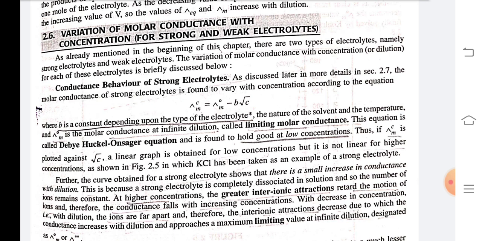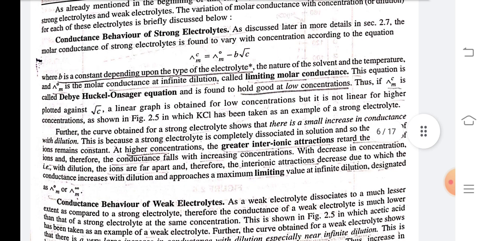As discussed later in more detail in section 2.7, the molar conductance of strong electrolytes is found to vary with concentration according to the equation Λm = Λ°m − B√C, where B is a constant depending upon the type of electrolyte, the nature of solvent, and the temperature, and Λ°m is the molar conductance at infinite dilution, called limiting molar conductance. This equation is called the Debye-Huckel-Onsager equation and is found to hold good at low concentration.